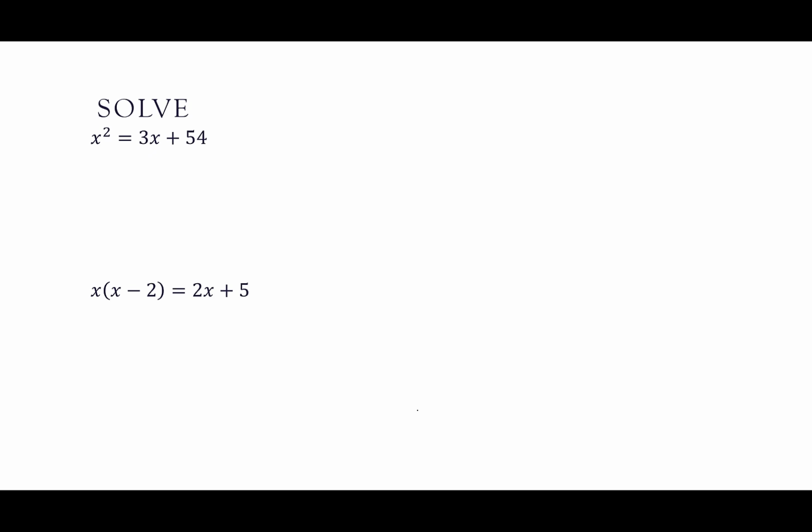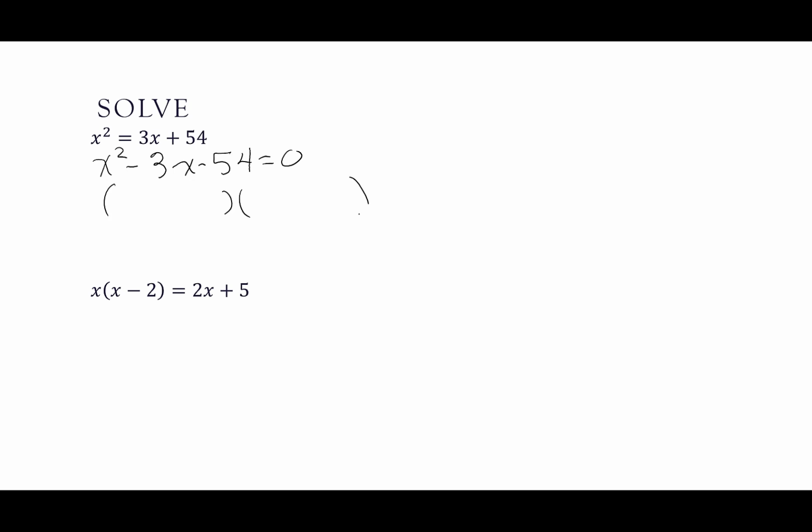So let's try that again. Make sure we understand what we're supposed to do each time before we just make this even bigger. So I have x squared plus 3x plus 54. First thing we're going to do is bring everything to the left. So I have x squared minus 3x minus 54.